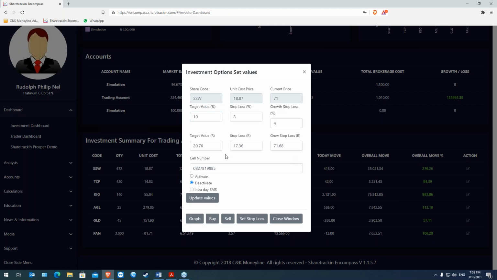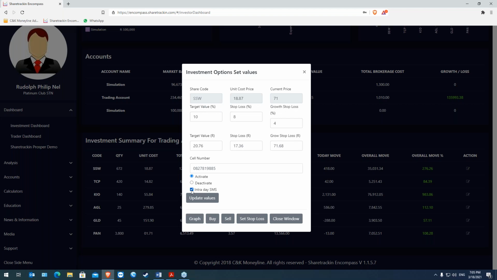276%. All right. So then usually what I do with that is in the beginning I make it like half. You can set it higher, but don't make it higher than what your target is. Then you just enter your cell phone number, activate, and then turn on intraday SMS.